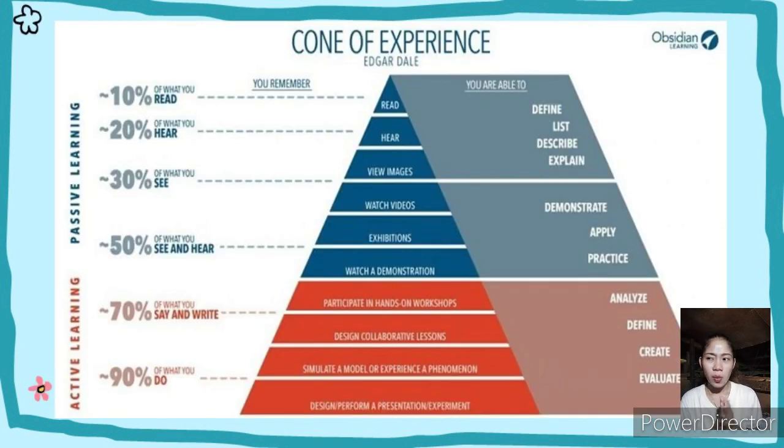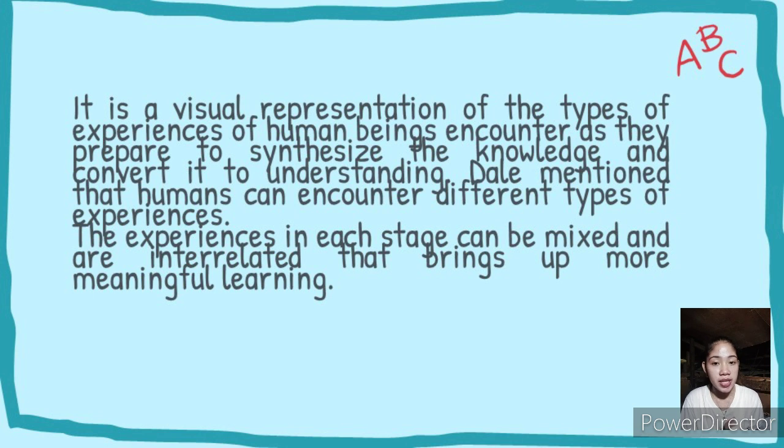So what is the cone of experience? In 1946, Edgar Dale developed this theory of the cone of experience. It is like a visual representation of the types of experiences that humans encounter as they prepare to synthesize knowledge and convert it to understanding. Dale mentioned that humans can encounter different types of experiences. Each level of experience results in a different level of effectiveness as it relies on the process of knowledge.